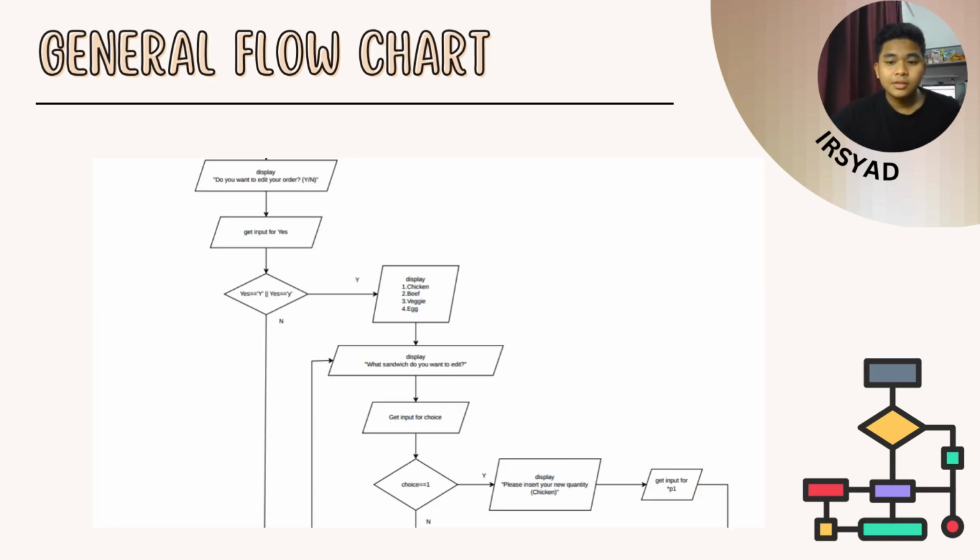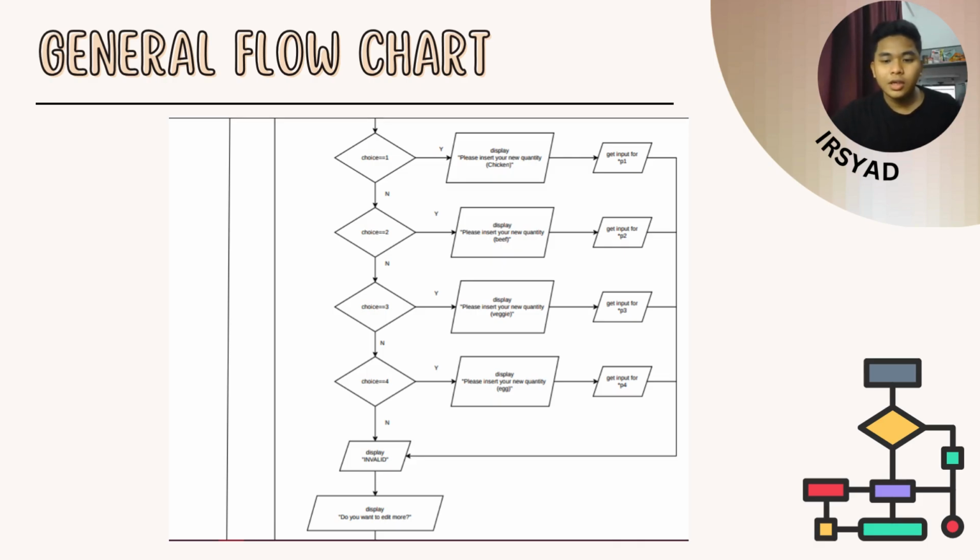Okay, next, this part is order editing. This flowchart illustrates the order editing process where the system prompts the user to confirm if they want to make changes, allows them to select a specific sandwich type, and then updates the quantity based on the new input. Okay, now this flowchart details the item-specific editing process where the system updates the quantity of a selected food item based on the user's choice and prompts whether further editing is needed while handling invalid input.